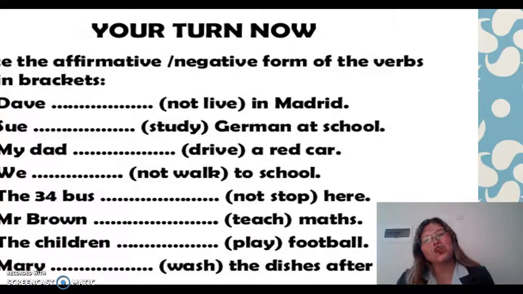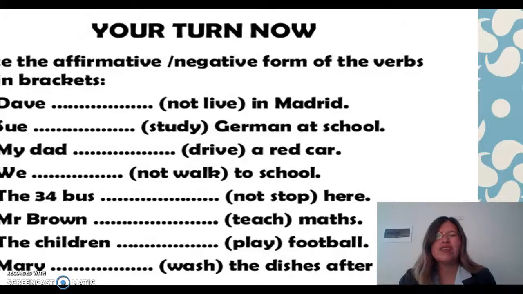Okay, now it's your turn. Write the affirmative or negative form of the verb in brackets. For example, Dave, very good, is not going to live in Madrid. Sue, excellent, is going to study German in school.